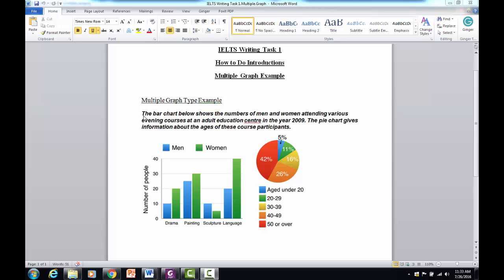And even more so, students that don't understand English very well just copy this information right here. That's what students do who don't know English. And that's why they get low scores, scores of 4 or 5. You have to show English ability.